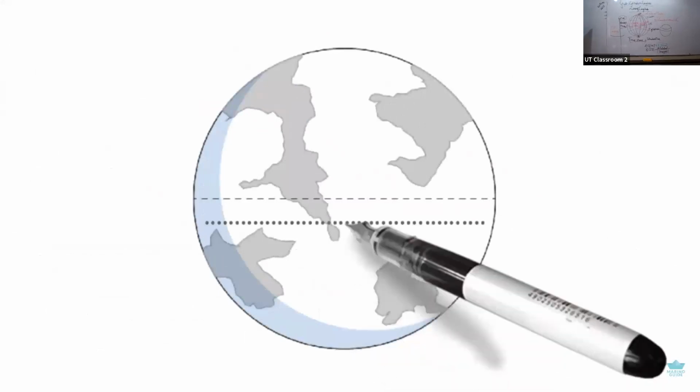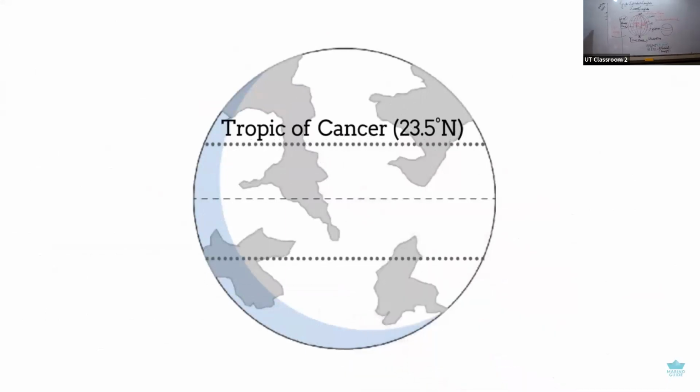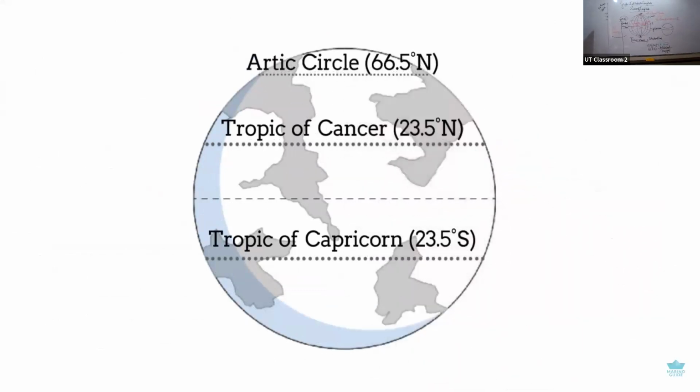Examples of parallels of latitude are the Tropic of Cancer, which lies at 23.5 degrees north, the Tropic of Capricorn at 23.5 degrees south, the Arctic Circle at 66.5 degrees north, and the Antarctic Circle at 66.5 degrees south.